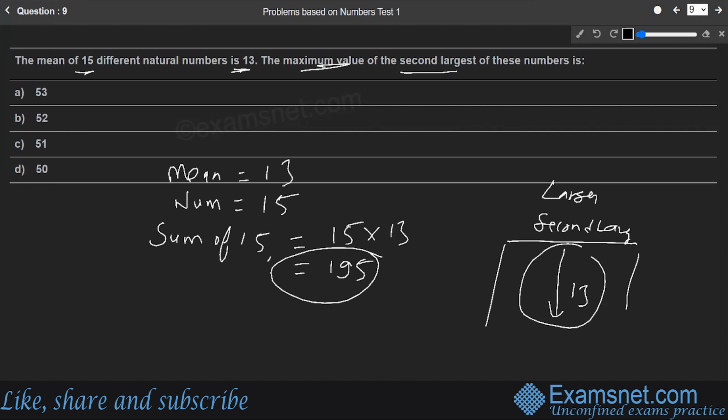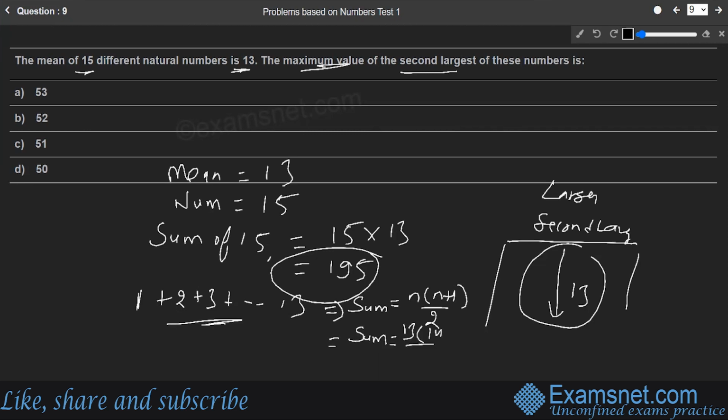In my minimum case, what is the sum of those 13 numbers? Let us take the first number as 1, the next number as 2, the next as 3, and so on till 13. What sum are they making? Here we use the formula for the sum of n natural numbers, which is n into n plus 1 by 2. We have 13 such natural numbers, so the sum is 13 into 14 divided by 2, that is 91. So 91 is the sum of these 13 numbers for the minimum case.